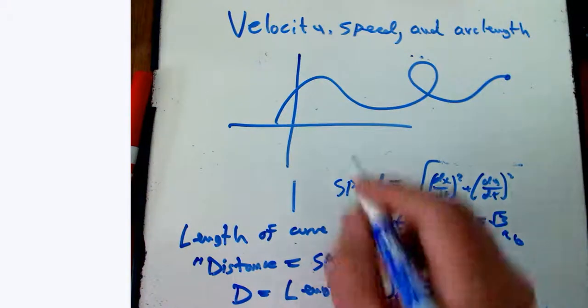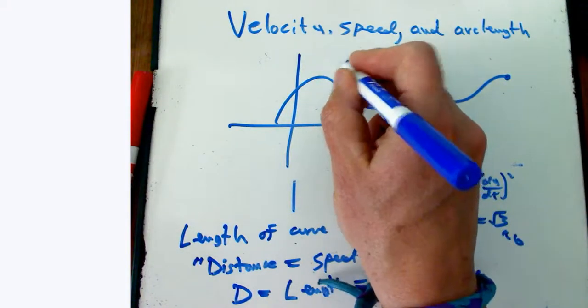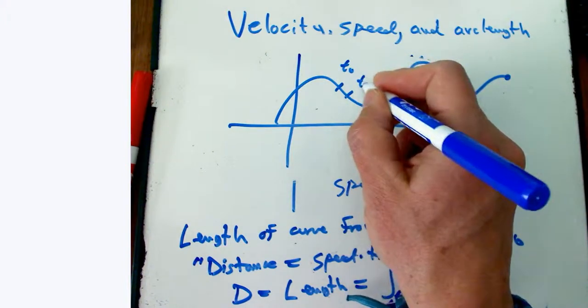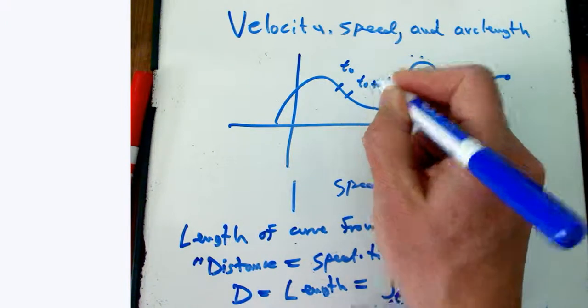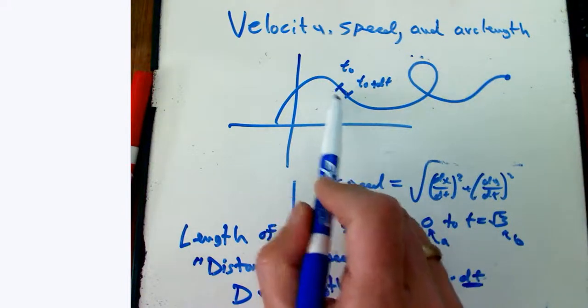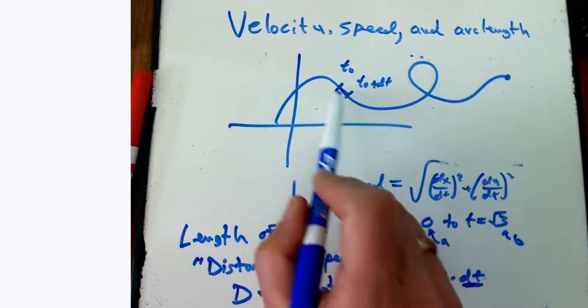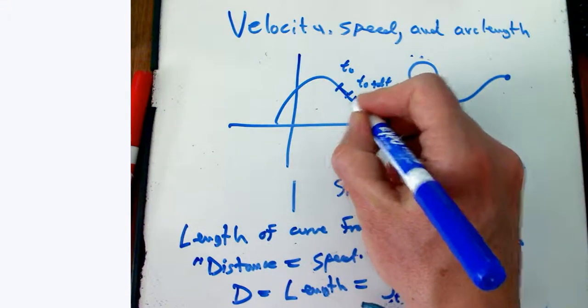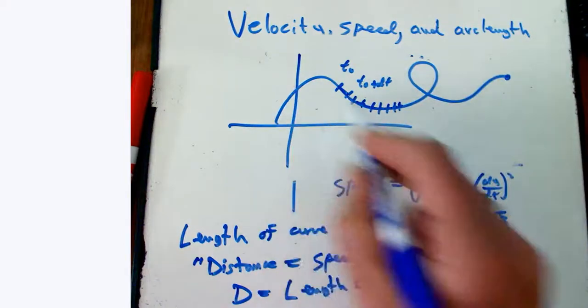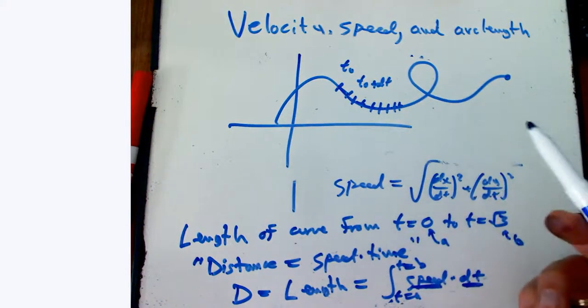What does this do? If I let the clock run from some time t0 just a little bit later to t0 plus dt, I want to figure out how far that little segment is. And if I can figure out the length of that little segment and the next one and the next one, etc., I'm just going to add those all up. That sounds like an integral.